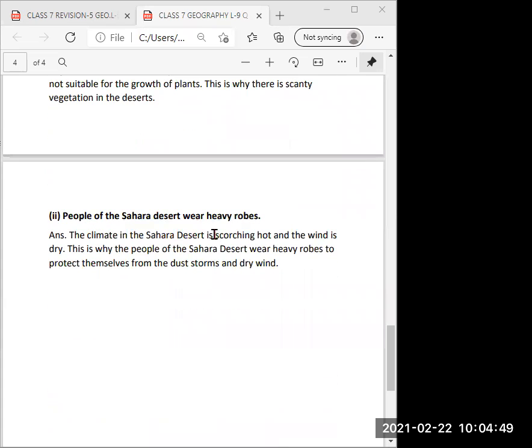Now people of Sahara Desert wear heavy robes. बड़े बड़े कपड़े, लंबे लंबे चोगे टाइप पहनते हैं. क्यों? The climate of Sahara Desert is scorching hot and wind is dry. हवा चलती है बिल्कुल, सैंड साथ में उड़ती है. Then what? कपड़े सब खराब होते हैं, पूरी धूल मिट्टी से भर जाते हैं.